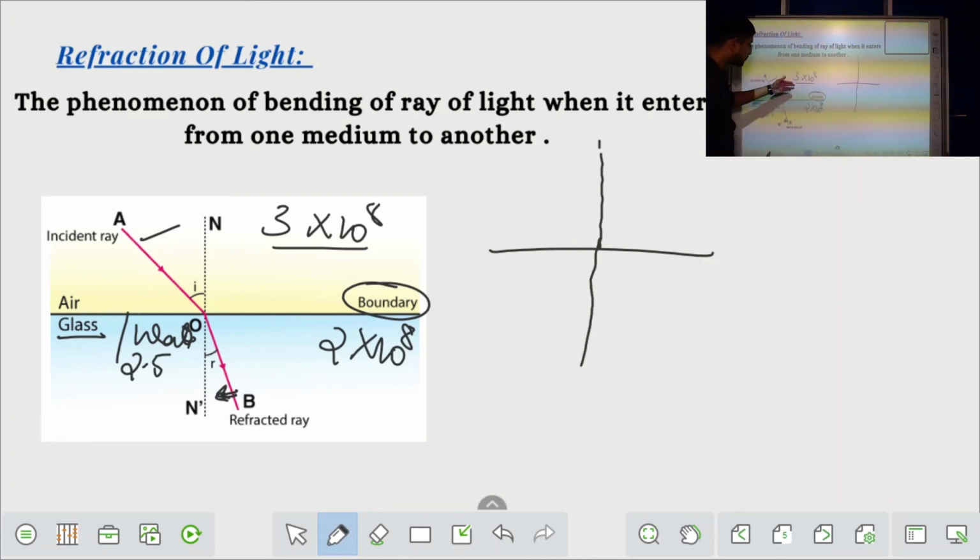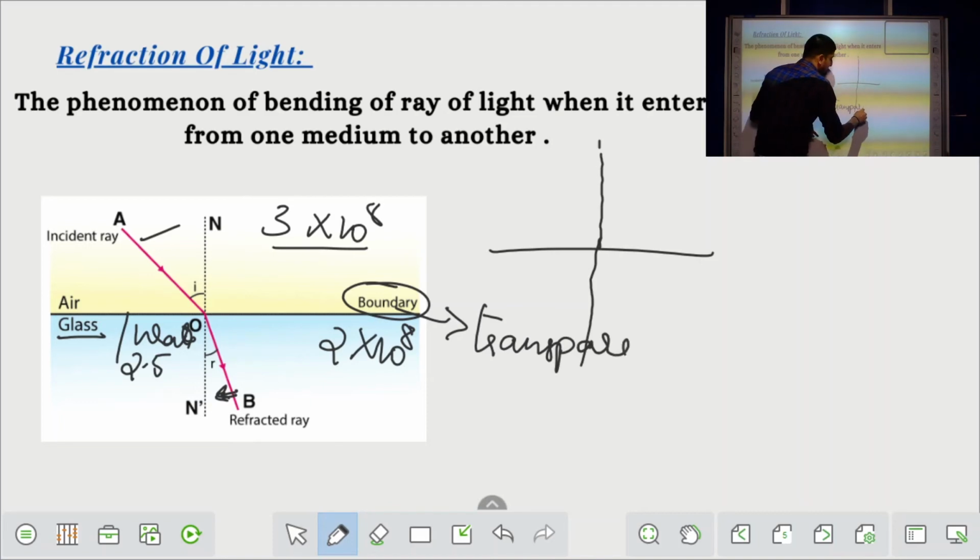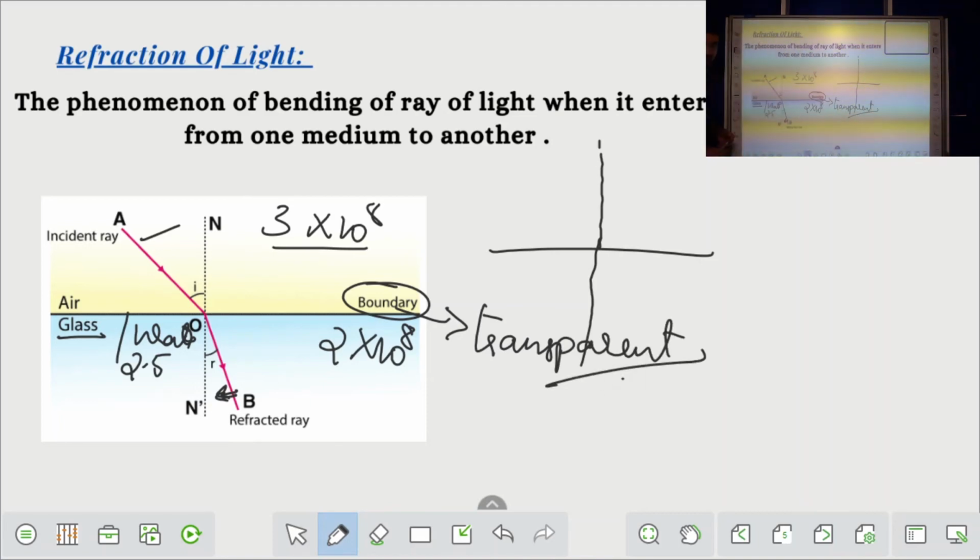Why? Because we have two mediums. And refraction happens only in transparent objects or transparent surfaces. If I keep an opaque object here instead of glass, do you think refraction will happen? No. Refraction will not happen. Reflection will happen. But here, since glass is transparent, the light enters inside the glass and bends towards the normal. Why is it bending towards the normal? Because air has more speed. The speed of light is more in air when compared to glass and water.